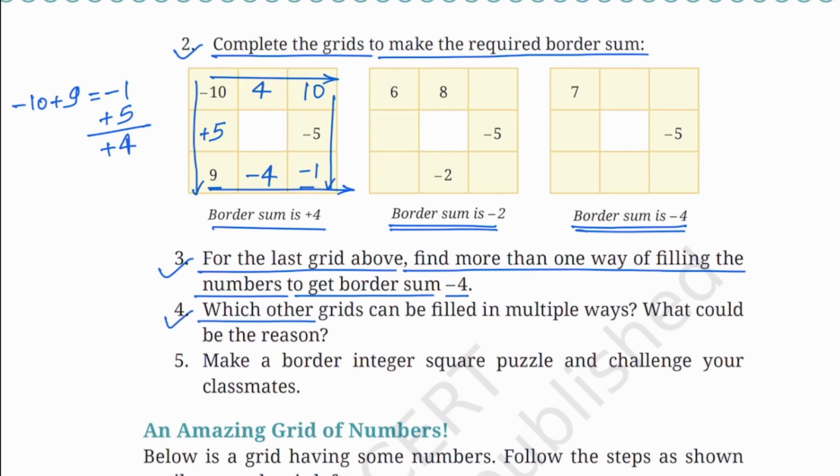4. Which other grids can be filled in multiple ways? What could be the reason? 5. Make a border integer square puzzle and challenge your classmates.